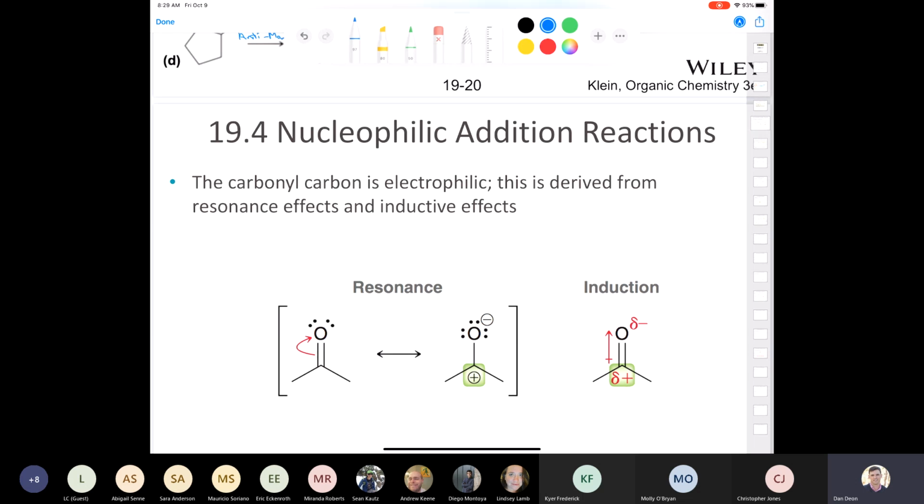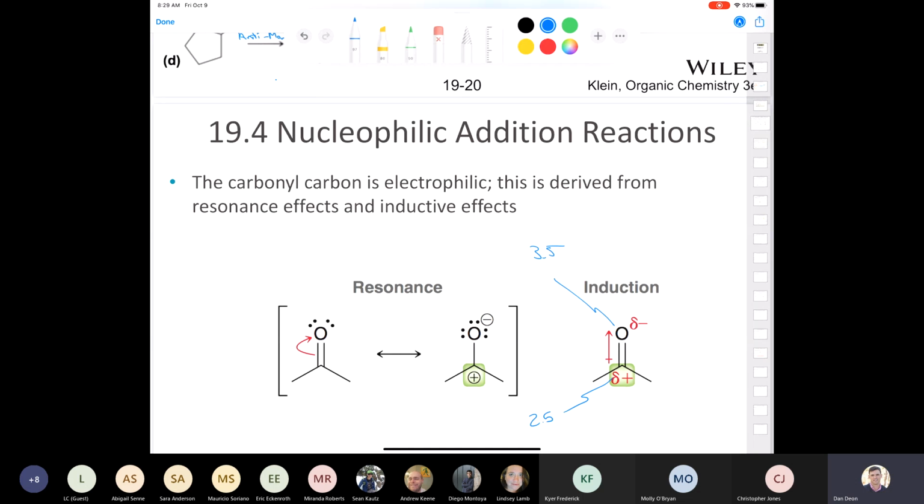Take a look at the resonance structure. First of all, this resonance contributor here has a positive charge right on the carbon, so that's definitely an electrophile, right? Seeking electrons. And if you look at the inductive effect, whether you choose to draw a dipole arrow, or delta pluses and delta minuses, which represent the unequal sharing of electrons between the carbon and the oxygen, because the oxygen has an electronegativity of 3.5, and the carbon has an electronegativity of 2.5. Well, you can clearly see that oxygen is going to have more of that electron density pulled towards itself, which renders that carbon electrophilic.